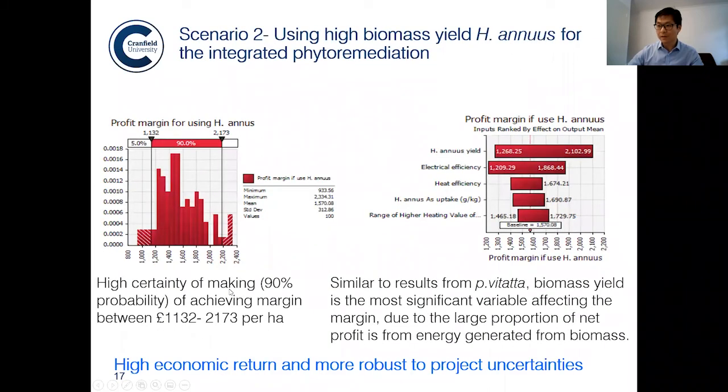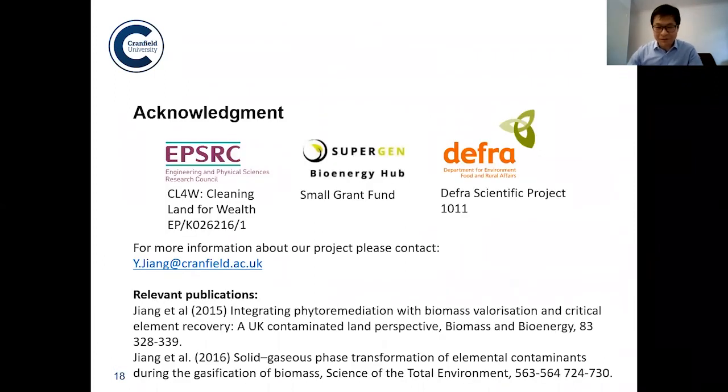But if you're using a high biomass yield plant, the common sunflower, the outcome is quite different. As you can see from the graph on the left, there's a very high certainty of making a significant profit. There's a 90% probability the project will generate a profit of between £1,200 and around £2,000 per hectare. So I think these are the main points of the financial model, and we can move on to the question and answer part now.